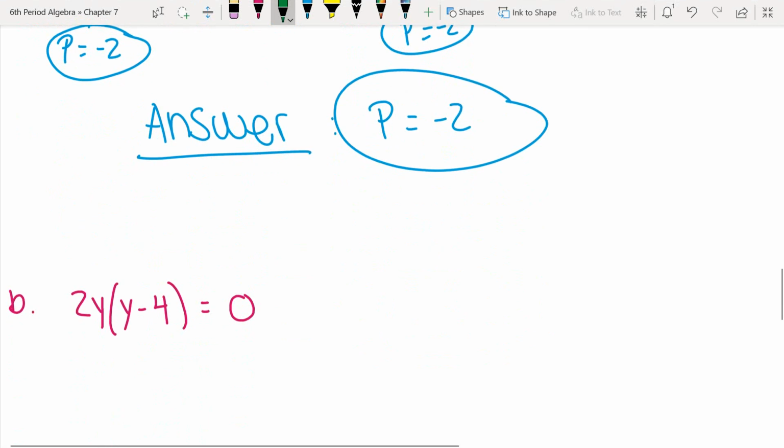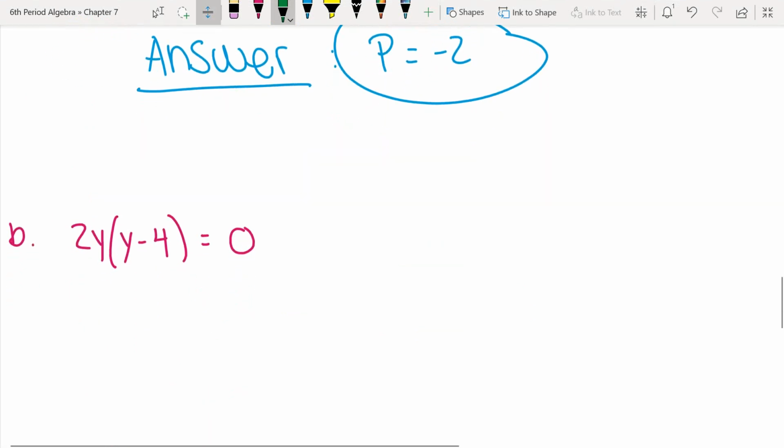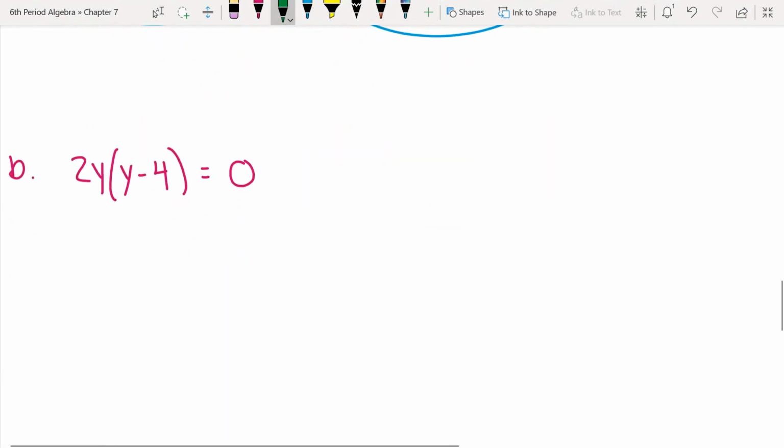All right, it's time for you to try one. Try B. You have the expression 2y times y minus 4 equals 0. It is in factored form. Split it up, solve for your variable, pause it, and then unpause when you're ready to check your answers.